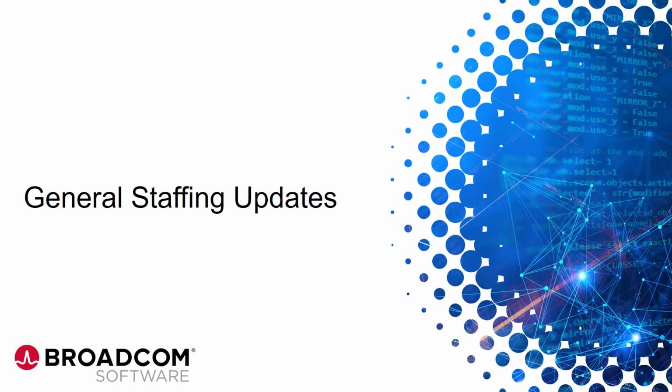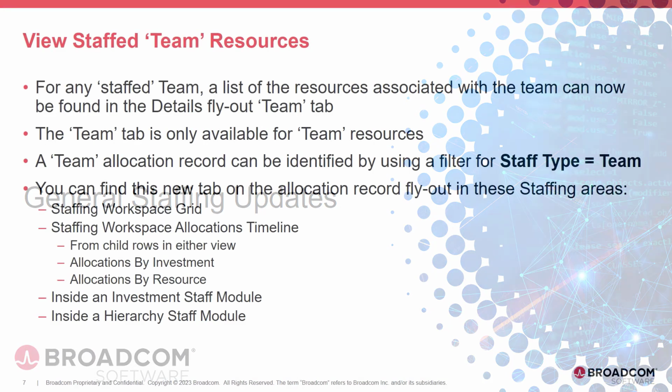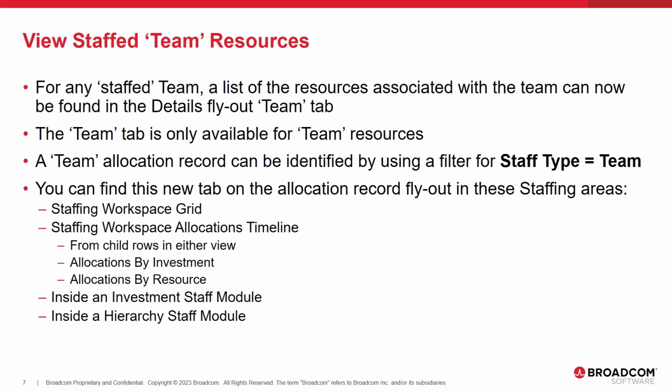General Staffing Updates. For any staffed team, a list of the resources associated with the team can now be found in the Details Flyout Team tab. This tab is only visible for team resources. A team allocation record can be identified by using a filter for Staff Type equals Team. In the next few slides, we'll show where you can find this new tab in these staffing areas.